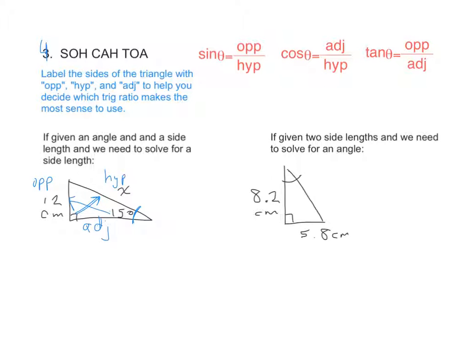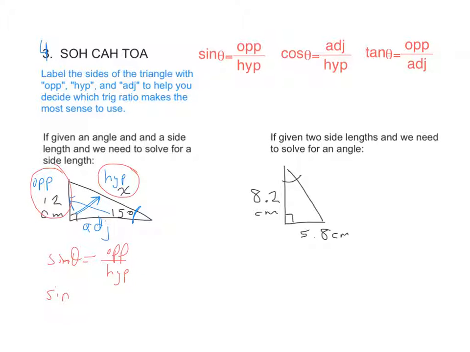Now, when I want to solve this one, if I'm solving for x, x is my hypotenuse, and I was given the 12, so 12 is the opposite. If I look at my trig ratio that uses opposite and hypotenuse, I'm looking at using the sine of the angle. So sine of our angle equals opposite over hypotenuse. So that came from up here.